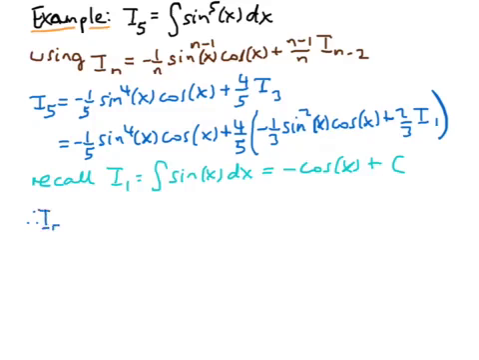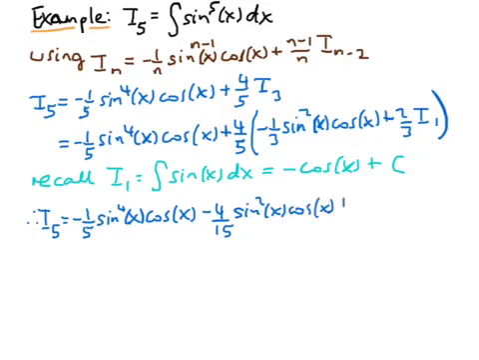So therefore what we have is that I5, the integral we want to calculate, is minus 1/5 sine to the fourth of x, we just have to rewrite this again, times the cosine of x, and then we take the 4/5 and we multiply it into all of this, so here we have minus 4 over 15 sine squared of x times the cosine of x plus 8 over 15 times I1, and I1 is minus the cosine of x, so I'll just write the cosine of x, and I will change this plus sign into a minus sign, and then we can add on an integration constant.